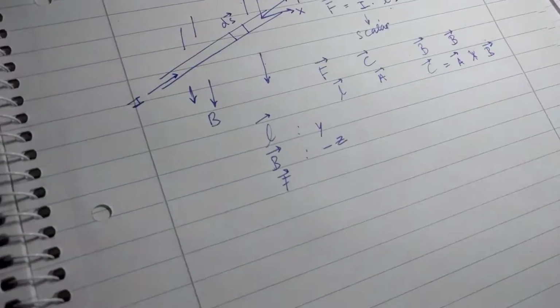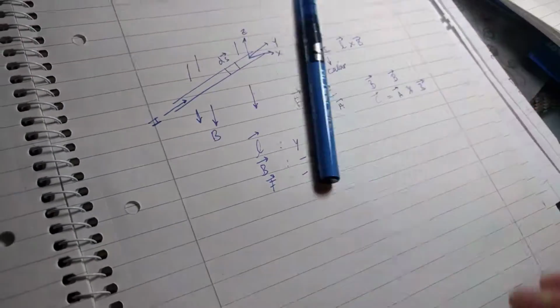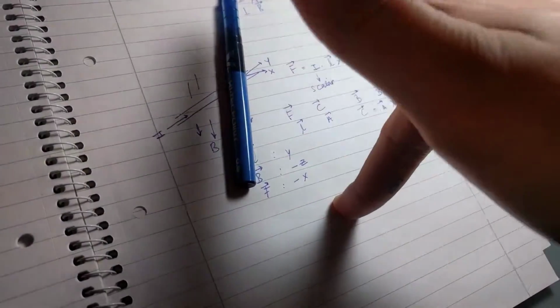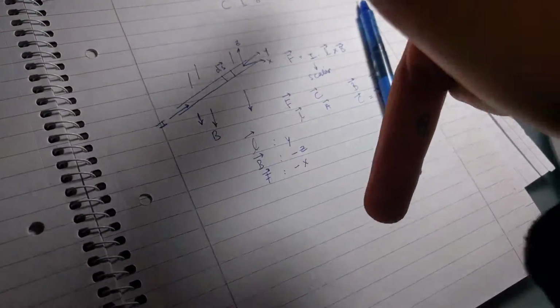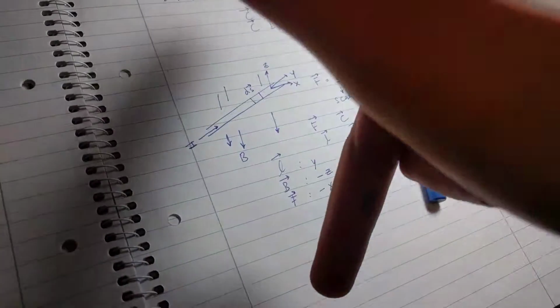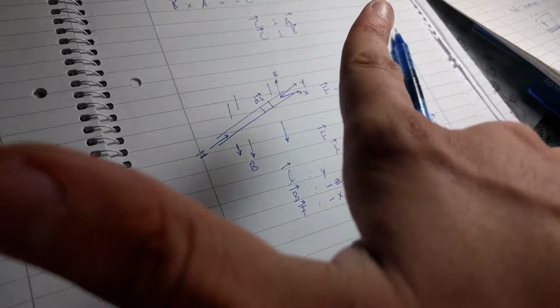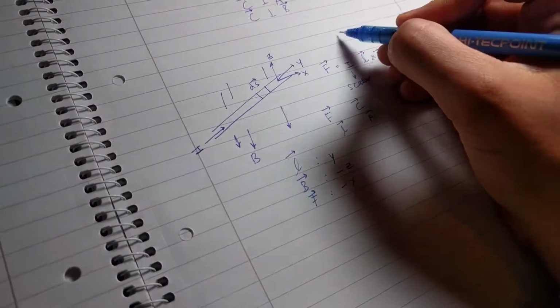If we point this towards the y-axis, then we will find that the force is acting in the negative x direction, because the middle finger goes opposite the z-axis, and the index finger goes in the positive y-axis, so our force goes to the left, which is the negative x direction.